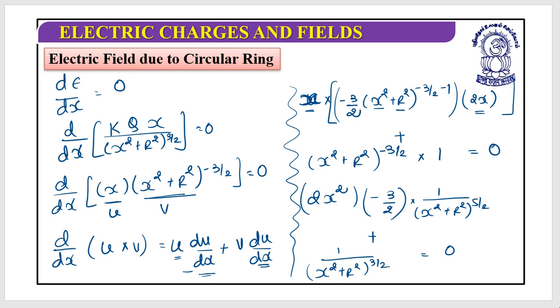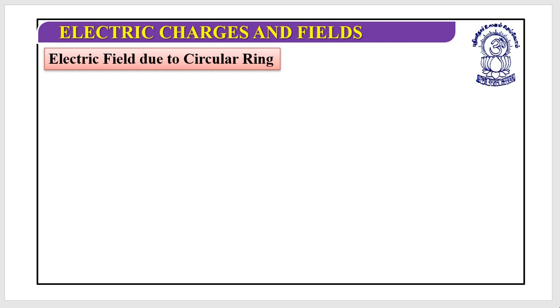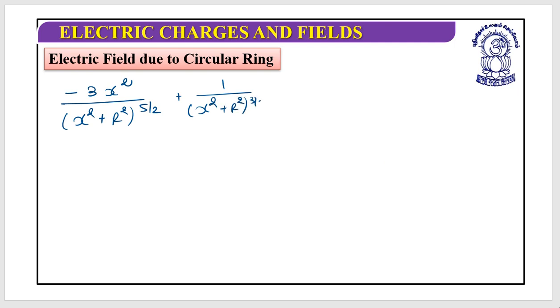Yes, this should be a con, and let's look at the situation in the next slide, what it looks like. So this should be minus of 3x square divided by (x square plus r square) to the power 5 by 2, plus 1 by (x square plus r square) to the power 3 by 2, should be equals to 0. So this is minus of 3x square should be equals to minus of 1 by (x square plus r square) to the power 3 by 2.